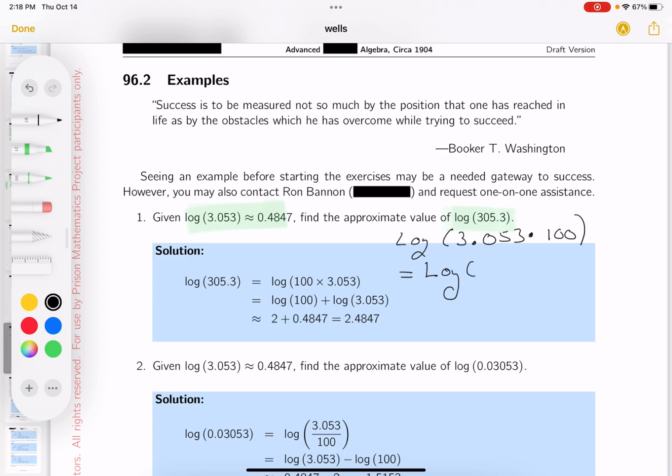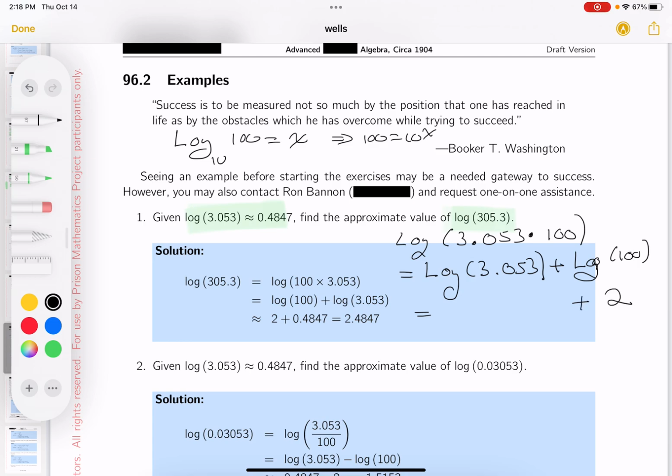Log 3.053 plus log, these are base 10 logs, by the way. Now again, I hope you're getting better at this. Maybe not. Let me write this over here. Log base 10 of 100 equals some number. Well, if you thought about it, 100 would equal 10 to the x. X has to be 2. Let me write that down. That would be plus 2.